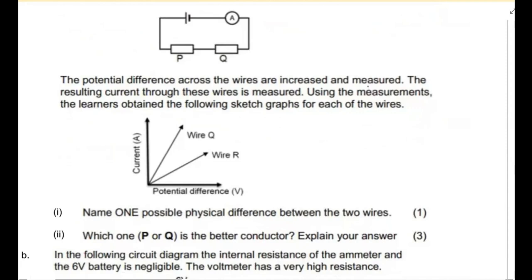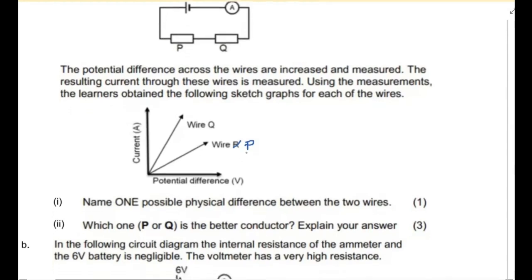Wires are increased and measured. The resulting current through these wires is measured. Using the measurements, the learners obtained the following sketch graphs. So the first thing I want you guys to do with your questions is this should actually be wire P, not R. Okay, so just change that to wire P on the graph.